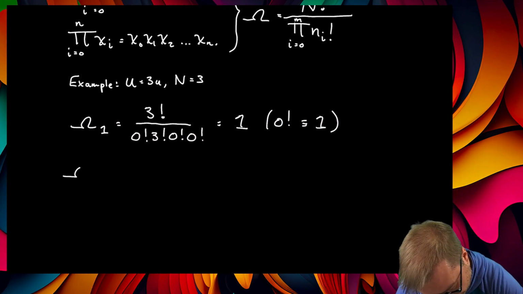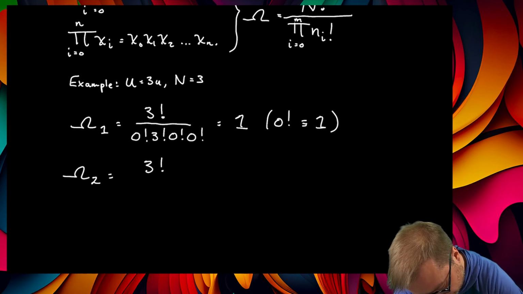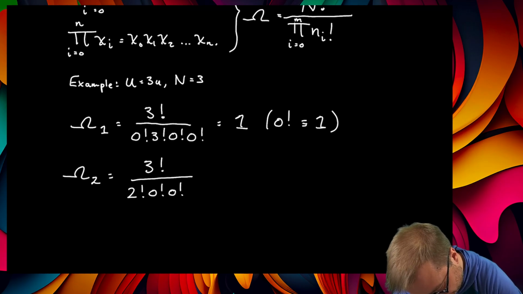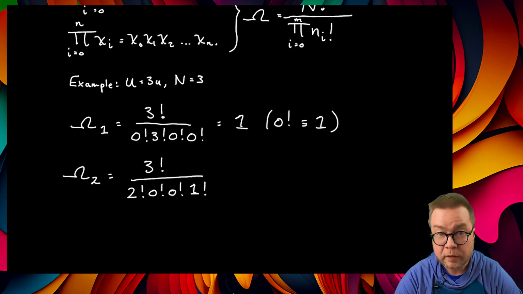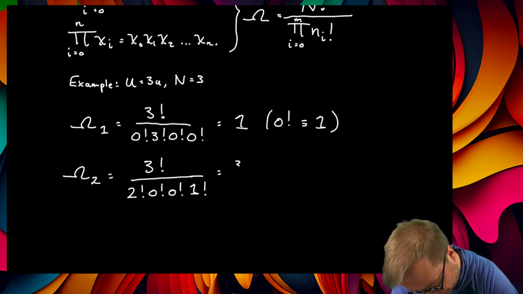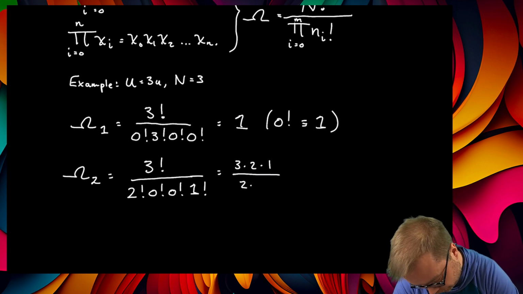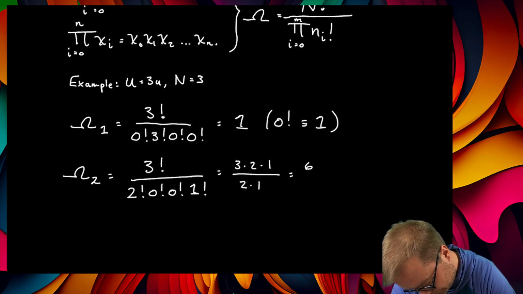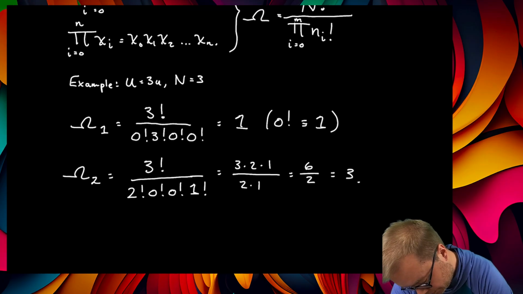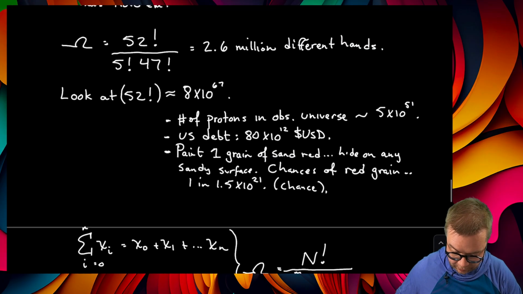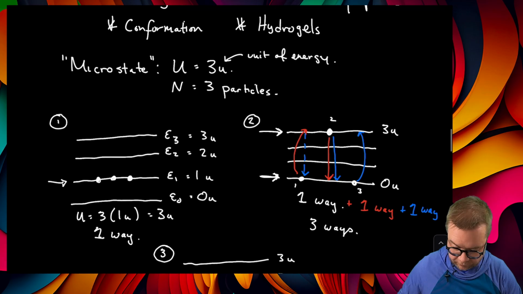So the number of microstates associated with arrangement 2, I still have 3 particles total. Now I've got 2 particles in that first energy level, 0 in the second, 0 in the third, and 1 in the fourth. So I've got 3 factorial, 3 times 2 times 1, divided by 2 factorial, 2 times 1, 6 divided by 2. I have 3 ways of doing that, and that's what I counted up here for arrangement 2. There were 3 ways that I could do that.